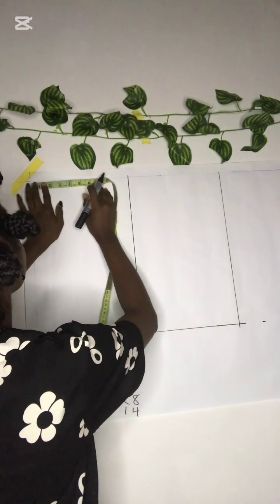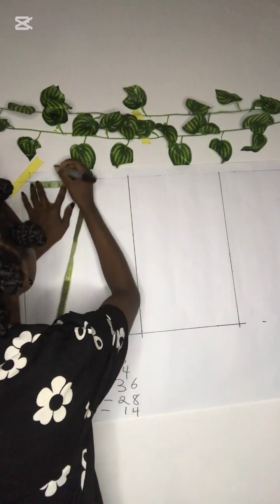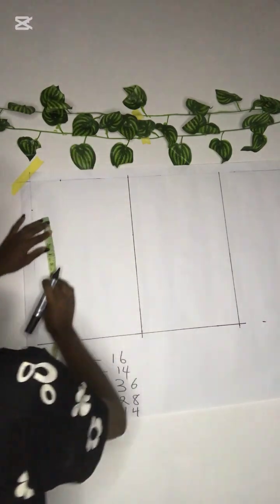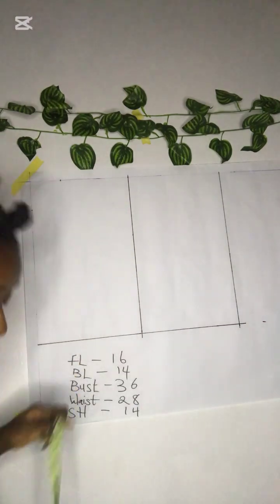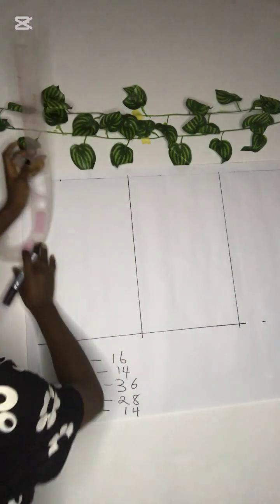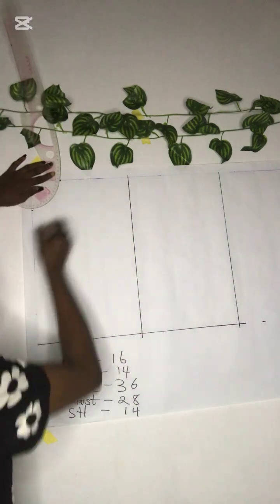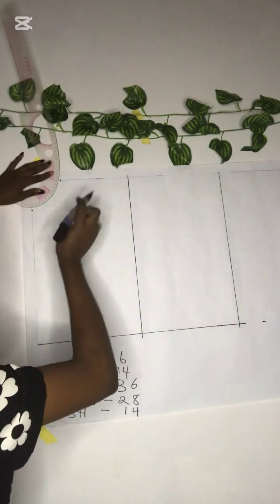The first measurement we're going to be using is the neck measurement, and the basic neck measurement is 3 by 3. That's 3 depth and 3 width. So I'm just going to take my curve ruler and curve the neck.